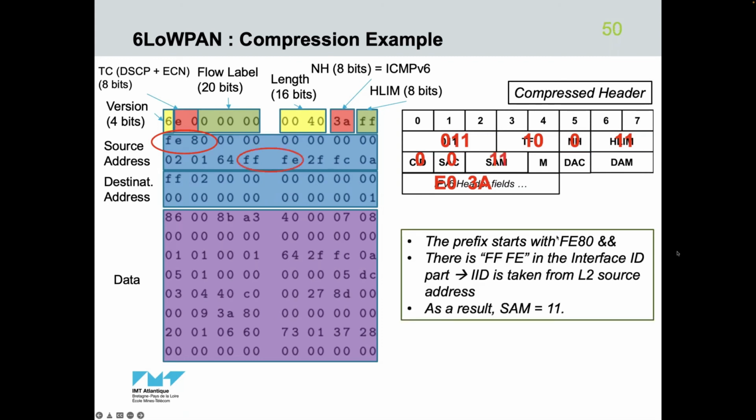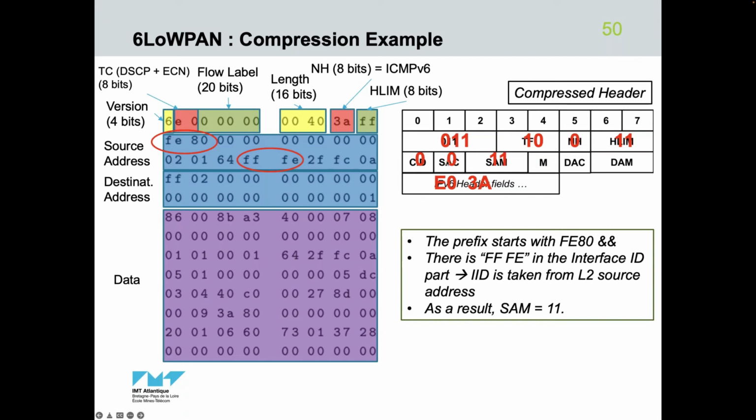Next, we have the sum field, which is equal to 11. And what does it mean, 11? It means that we have the best case scenario in terms of compression efficiency. So basically, it indicates that all 128 bits of the source IPv6 address can be elided. So as you can see here, all this blue part, the first blue block, can be elided. Indeed, we have the prefix. So the prefix means the first 64 bits of the IPv6 address is link local. Okay, so this is why we have SAC equal to 0.